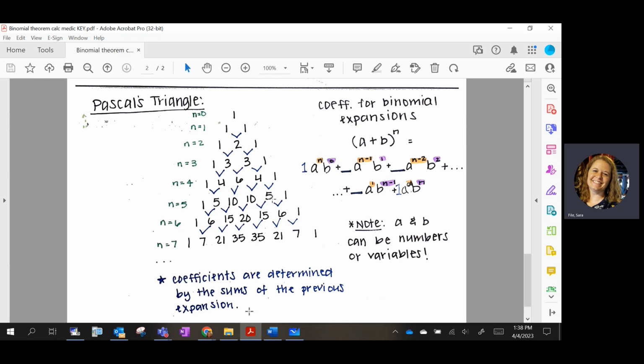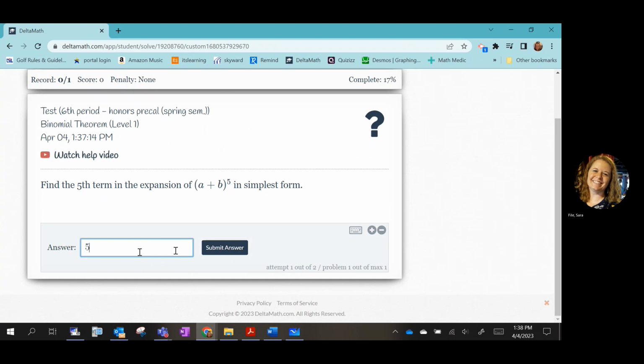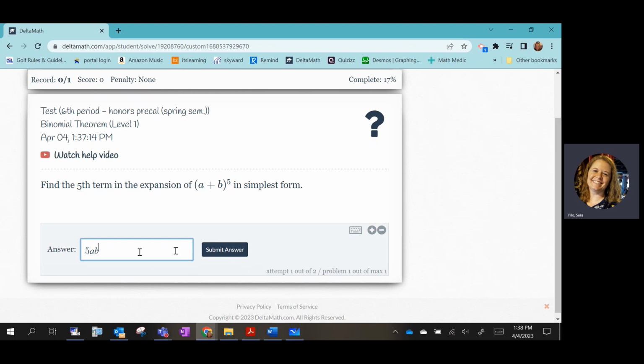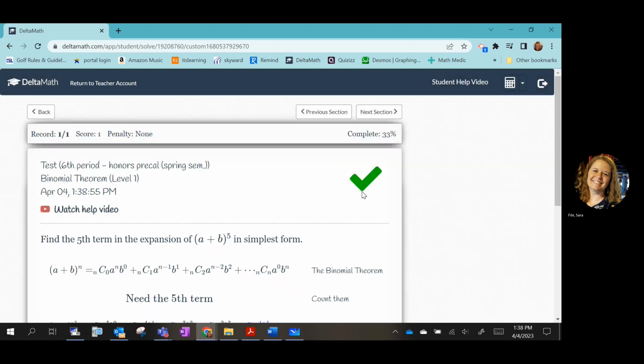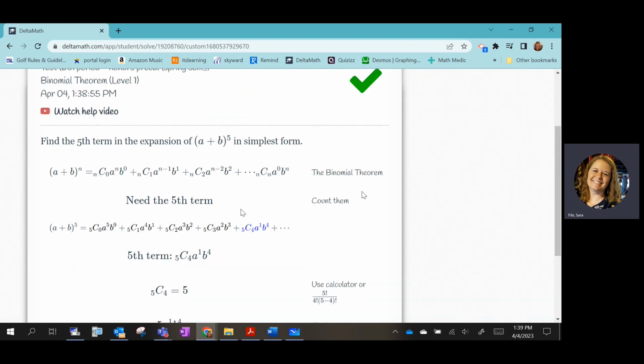So that means our first term, our a, is going to be down to a power of 1. And what's the b power going to be? To the 4. It's going to be n minus 1. Okay, so we'll have a coefficient of 5. Our a will be to the power of 1, and our b will be up to the power of 4. Does everybody agree with that? Okay, you can go through and see the explanation. That's essentially what we said.